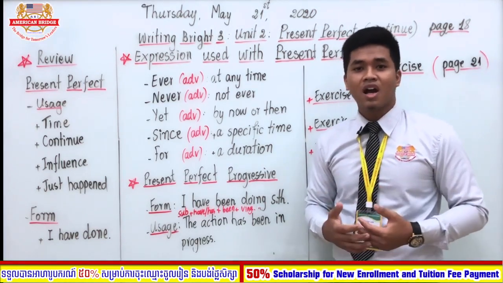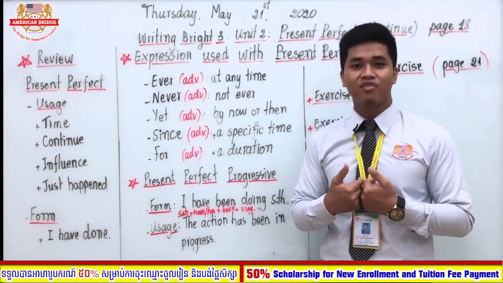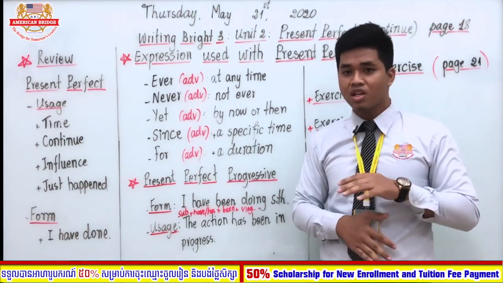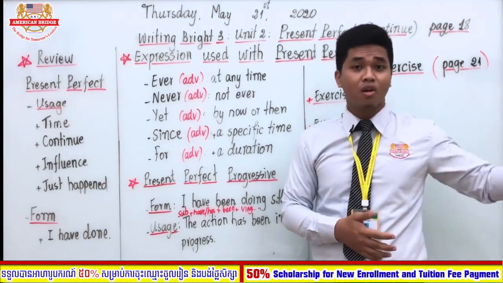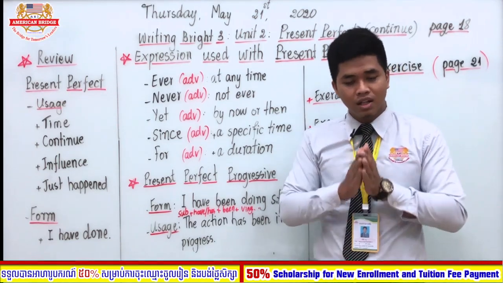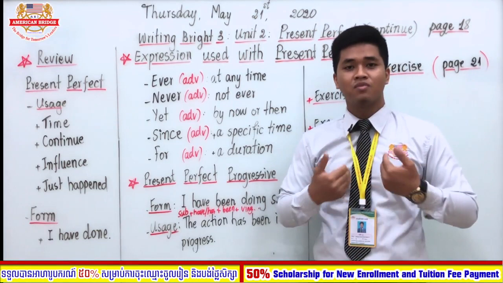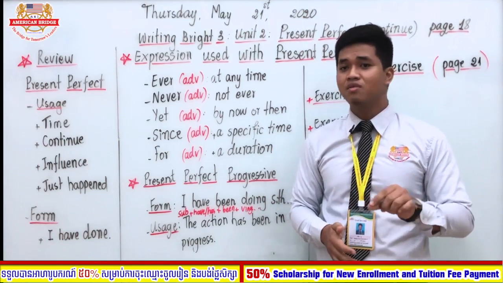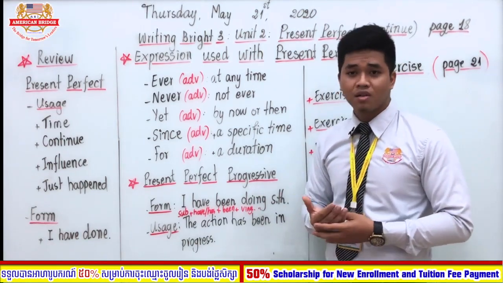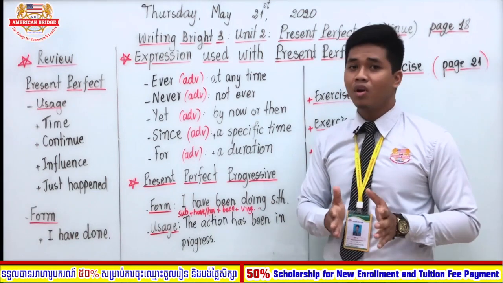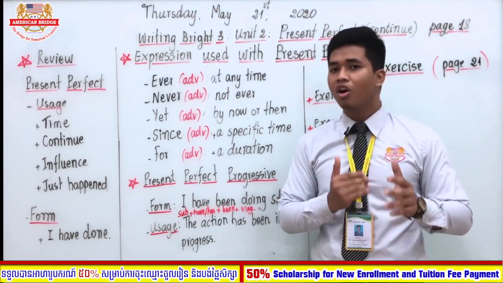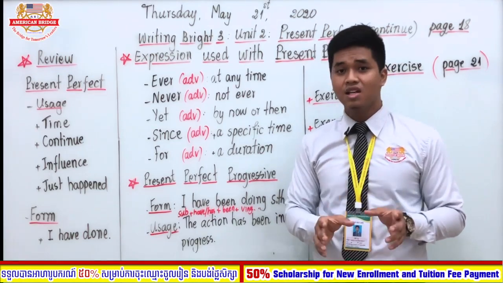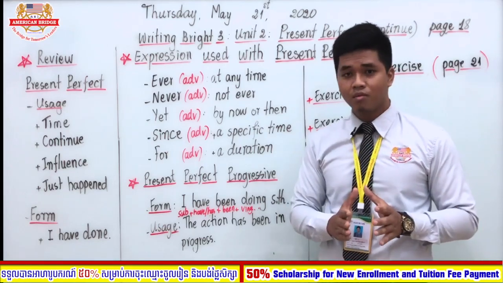For example, let's say I have been teaching online for a month now. Okay, so it means my activity of teaching started a month ago and continues up until now. And right now, when I am talking, I am teaching in front of all of you. In this situation, we need to use present perfect progressive. Again, the example, I have been teaching online for a month now. Okay, everyone, you get the idea of when to use present perfect progressive.